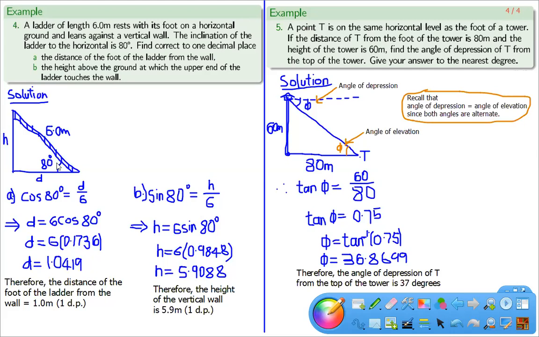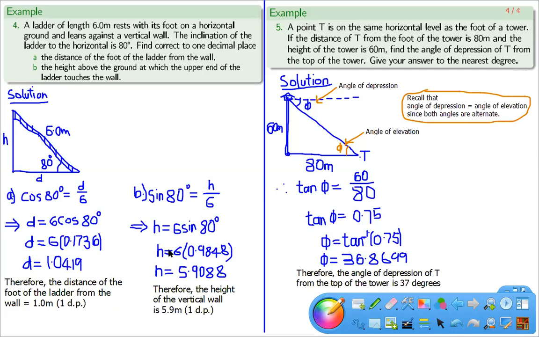the right angle triangle, while 6 is still the hypotenuse. So in this case, sine theta, or the trigonometry ratio sine, would be suitable for solving this problem. So we have sine 80 degrees equals opposite h over hypotenuse 6. Cross multiply, you have h equals 6 sine 80 degrees. That is h equals 6 times 0.9848. H equals 5.9088. Therefore, the height of the vertical wall is 5.9 meters to one decimal place.